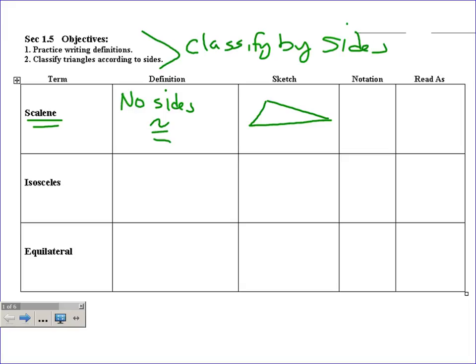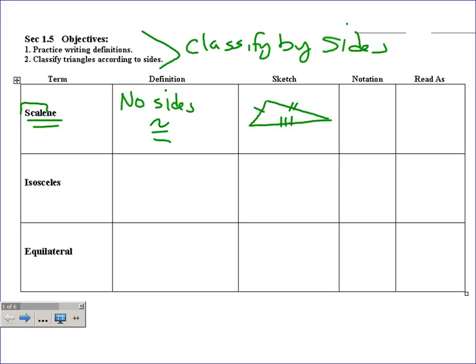Yeah, okay. So basically the idea here is that, remember that if you have any of the same marks, then they're going to be the same, but do any of these have the same marks? No. So scalene, there's not really any notation, there's not really any how you read it.